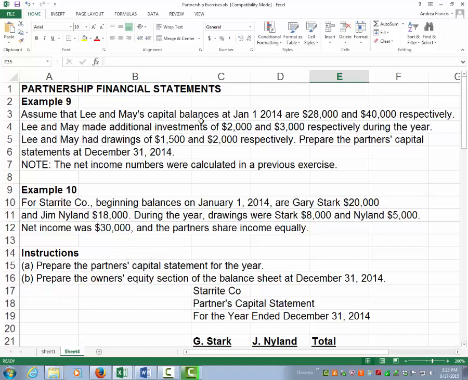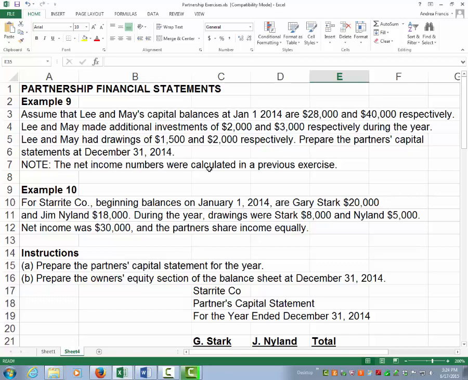Assume that Lee and May's capital balances at January 1st, 2014 are 28,000 and 40,000 respectively. So respectively just means that 28,000 belongs to Lee and 40,000 belongs to May. Lee and May made additional investments of 2,000 and 3,000 respectively during the year. So they increased their investment in the business, Lee by 2,000 and May by 3,000. Lee and May had drawings of 1,500 and 2,000 respectively. Prepare the partners' capital statements at December 31st, 2014.